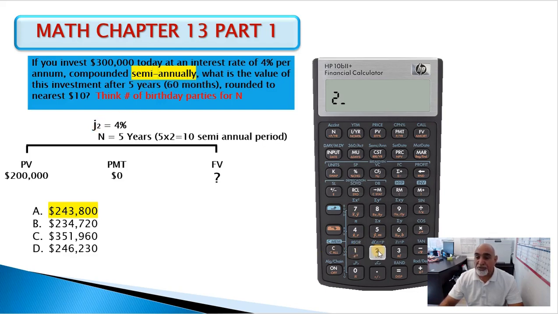So let's do 2 compounding periods. 4%. N now is a 10. Think of birthdays. 5 years, if you had a birthday every 6 months, semi-annual means every 6 months, that means you have 10 birthday parties. Okay, 10 birthday parties. So N we've done, interest rate we've done, PV is 300,000. PMT is 0. And at the end, we're looking for FV, 243,798. And to the nearest tenth, that means to the next tenth, that would be about 700, that would be $800. Okay. Let's do another question.